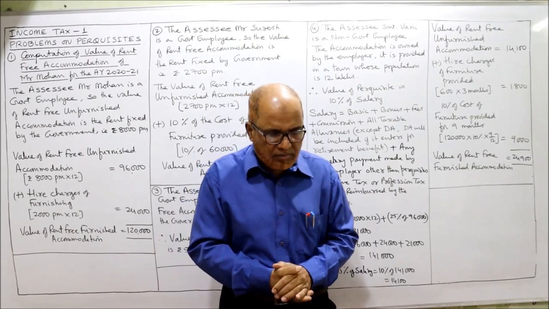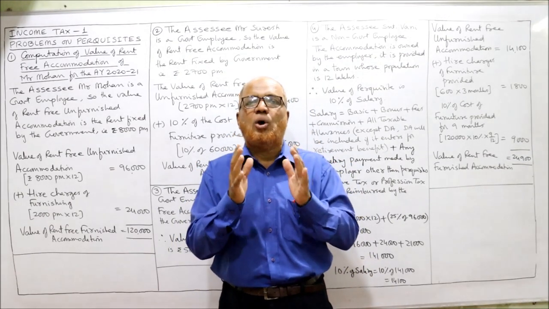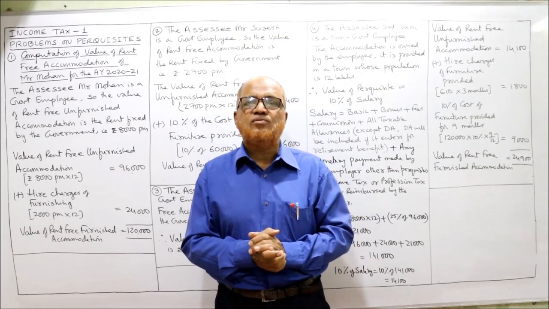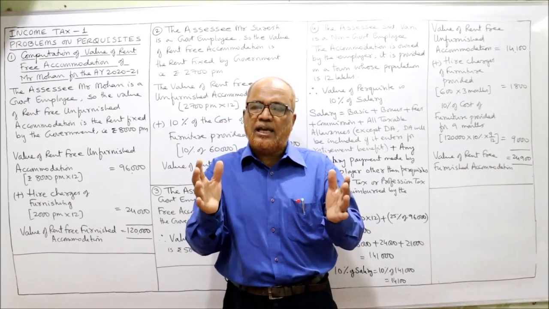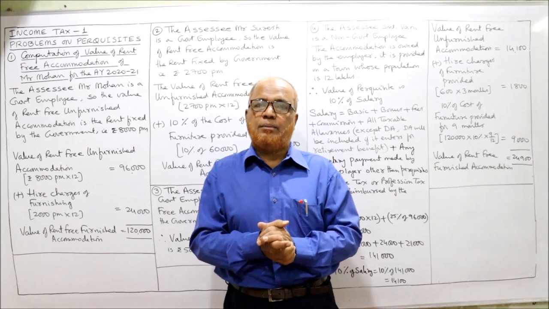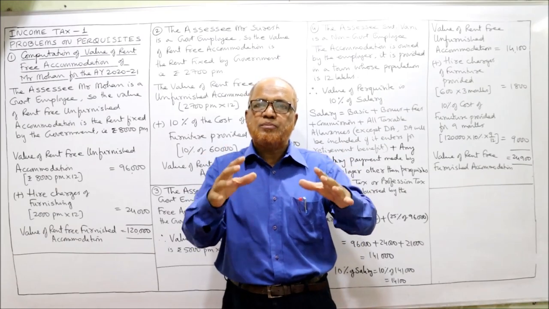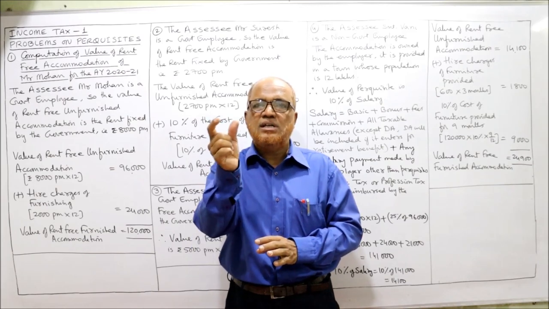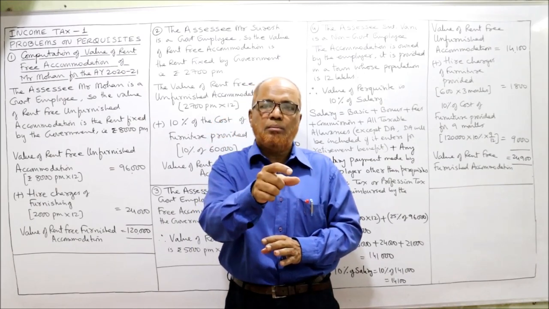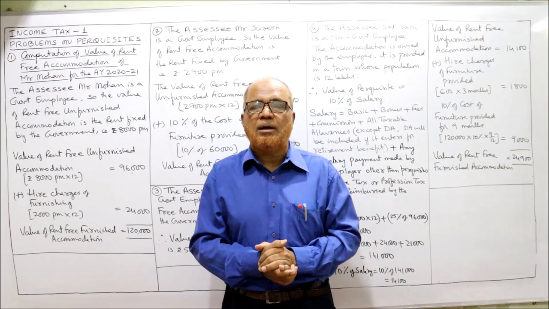In our problem, it is given that Mr. Mohan is working in the AG office. AG stands for Accountant General's Office. The Accountant General, AG, is a government department. It's a department which keeps all the accounts of the government. So the AG office is a government office, and Mr. Mohan is a government employee.